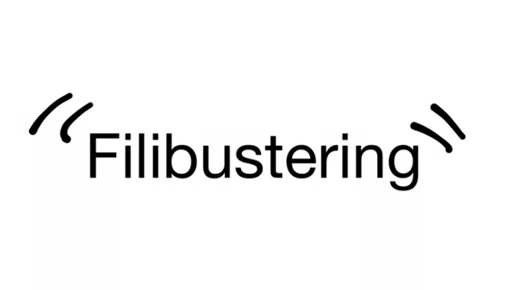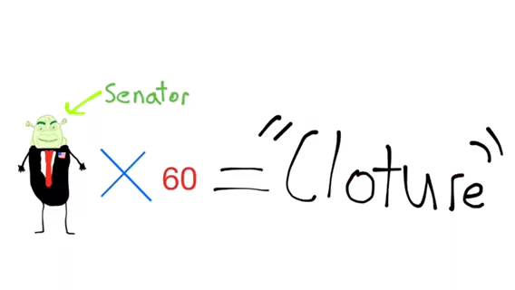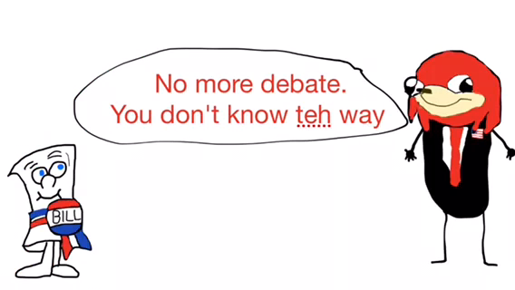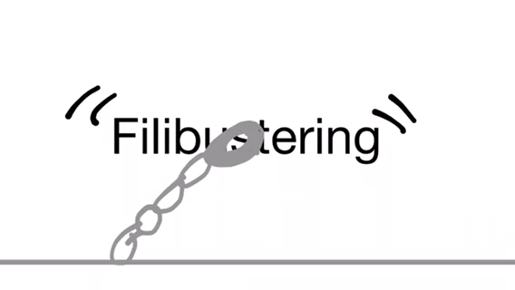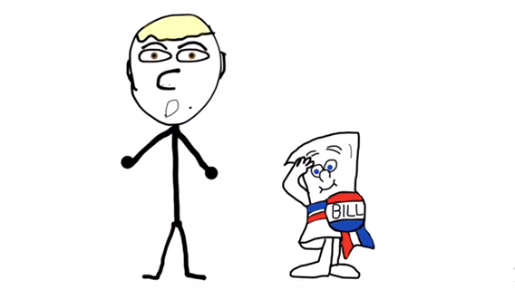As a result of all this filibustering, 60 votes are now required to pass the Senate. This is because cloture requires 60 votes, and cloture is the ability to cut off debate on a certain bill. The filibuster does face some restrictions in budget reconciliation and nominations, but we're not going to be discussing that here.